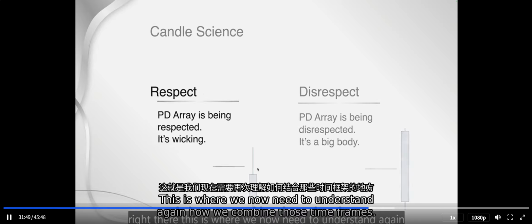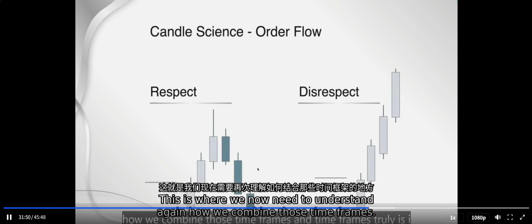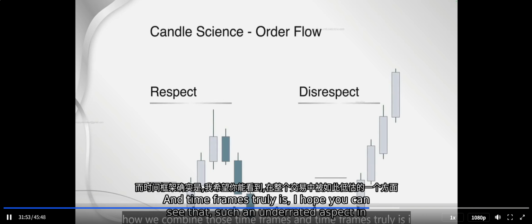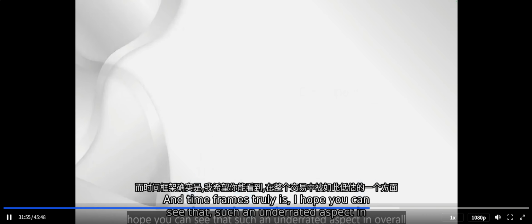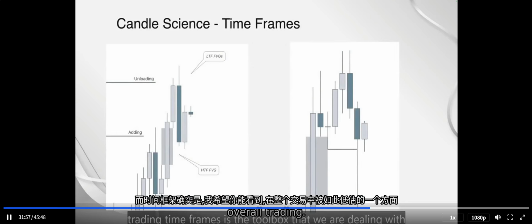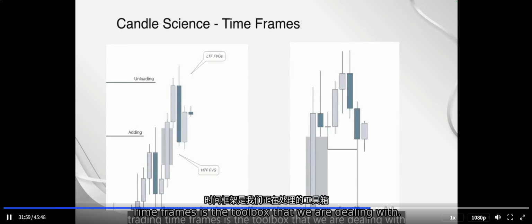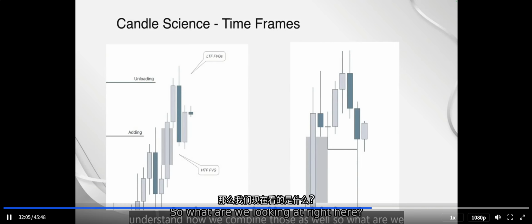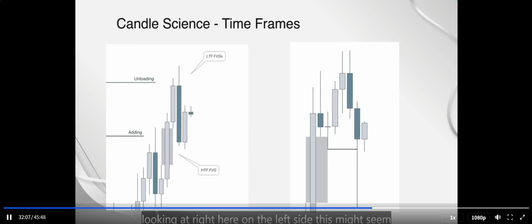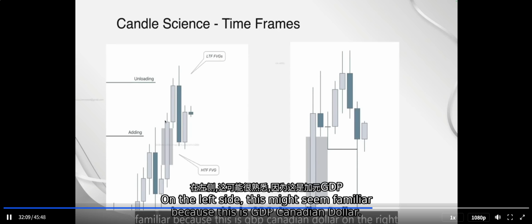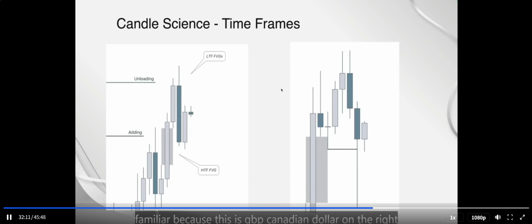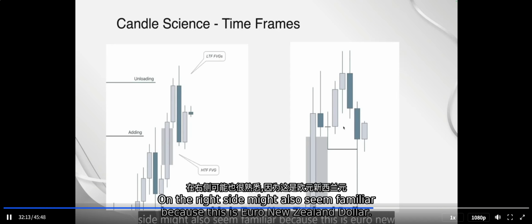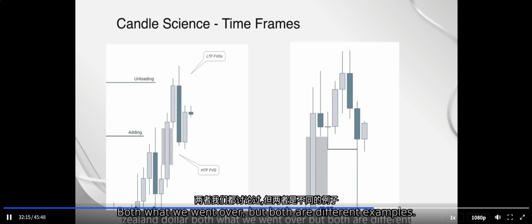This is where we now need to understand again how we combine those time frames. And time frames truly is, I hope you can see that, such an underrated aspect in overall trading. Time frames is the toolbox that we are dealing with. It's super important to understand how we combine those as well. So what are we looking at right here? On the left side, this might seem familiar because this is GBP Canadian dollar. On the right side might also seem familiar because this is Euro New Zealand dollar, both what we went over, but both are different examples.